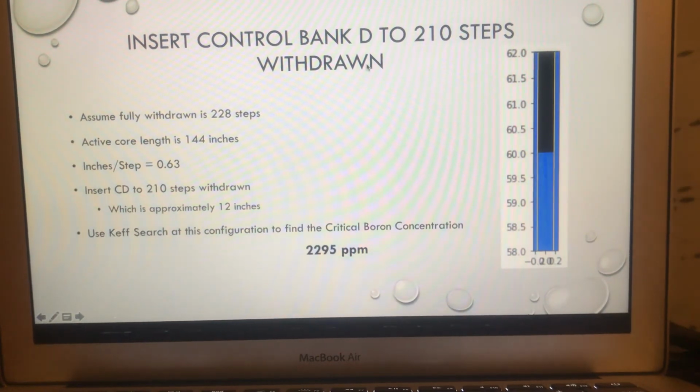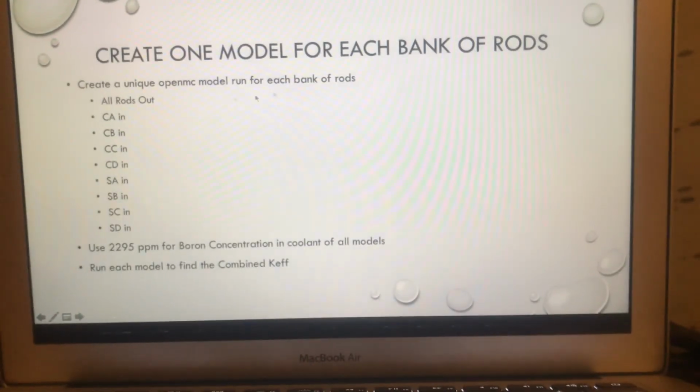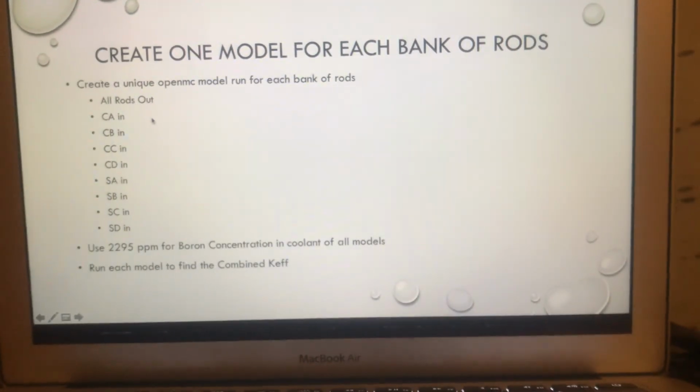As I said, I inserted control bank delta 210 steps, which is approximately 12 inches, and I used the K-effective search to find the boron concentration in the coolant that would result in a just critical condition. Once I did that, I found that the result was 2,295 ppm, and then I plugged that into these other models that I made.